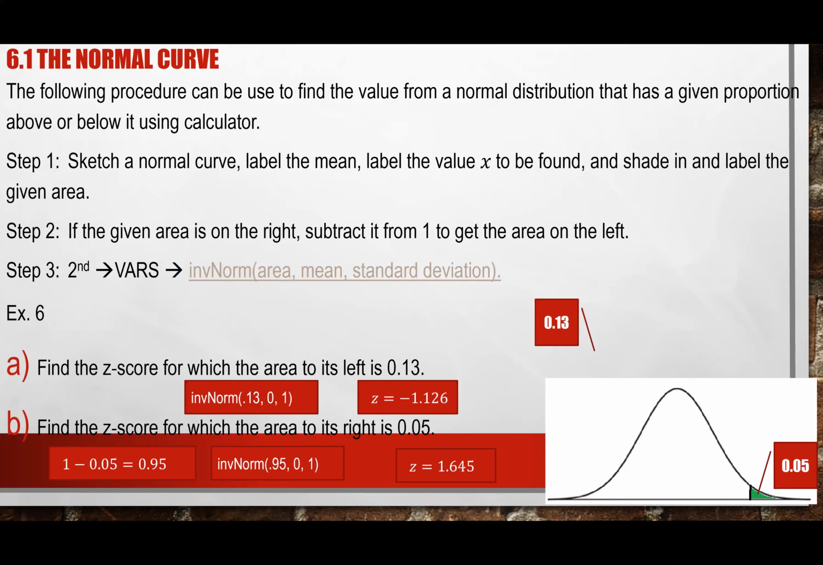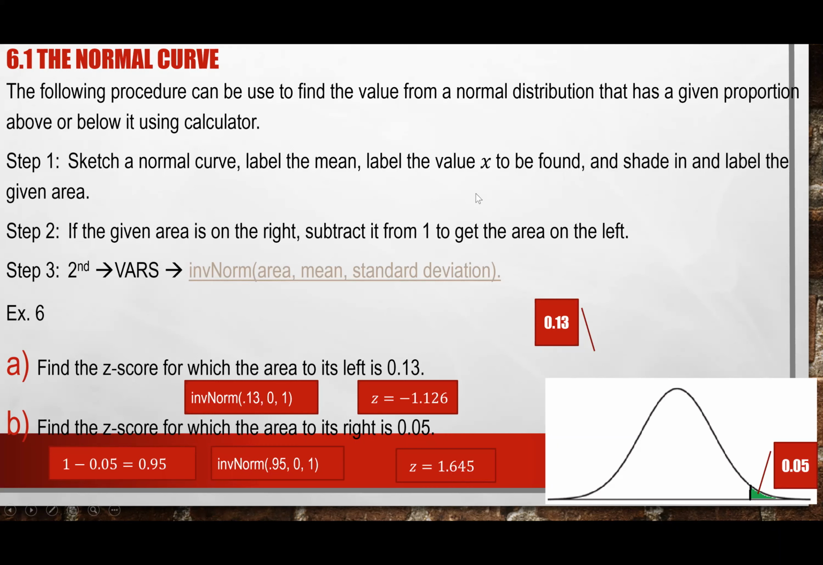So given this, this is what we have. If you say, Mr. Tran, can I do 0.05 and then change the sign of the value? Yes, because they are symmetric. If you put 0.05, you will get negative 1.645. Because they are symmetric, if you know that it's on the right-hand side, it's positive, so you can do that.